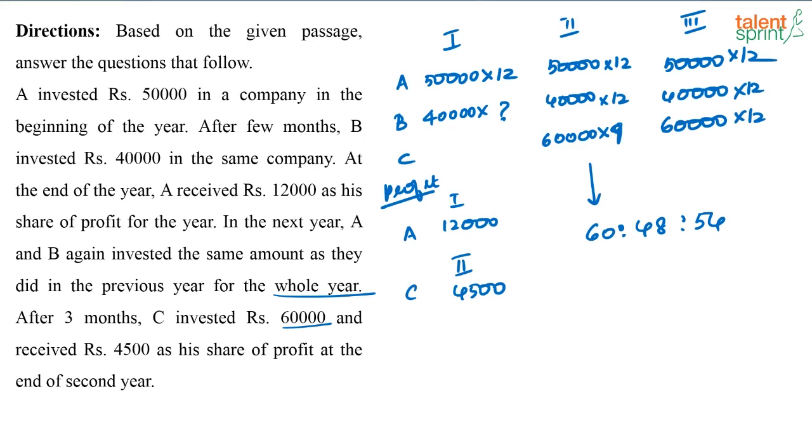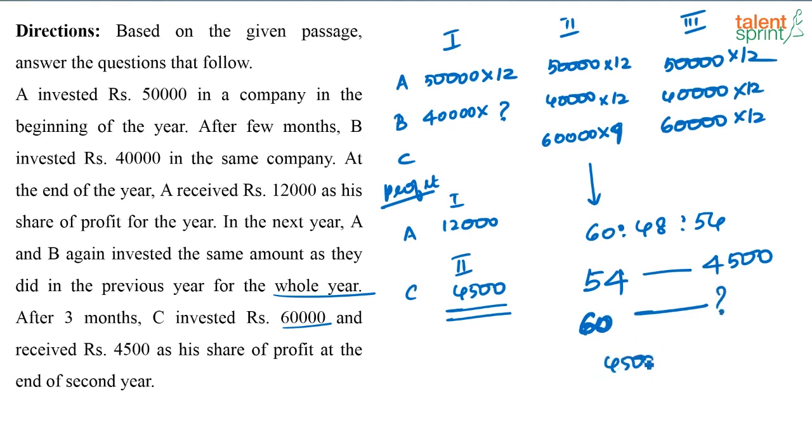Now here they have given that at the end of the second year, C gets 4,500 rupees as profit. So for his investment, basically the amount into the period for which he has invested, which is nothing but 54, he is getting 4,500 rupees as profit. So how much will A get, whose product of investment and period is 60? Just find that out, that's all.